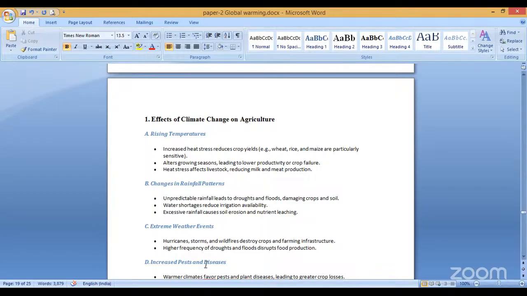That is a very good food for the weight loss people who want to lose their weight. Okay. Then next one: it alters growing seasons, leading to lower productivity and crop failure. Heat stress affects the livestock, reducing the milk and the meat production. That's why today we are in this situation. Each and everything was polluted.